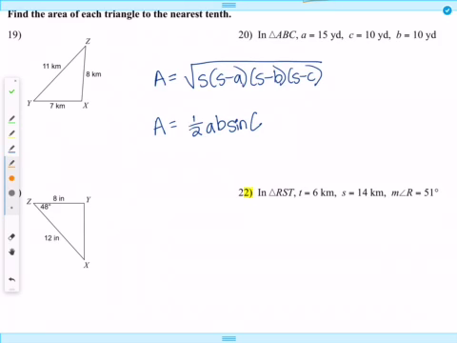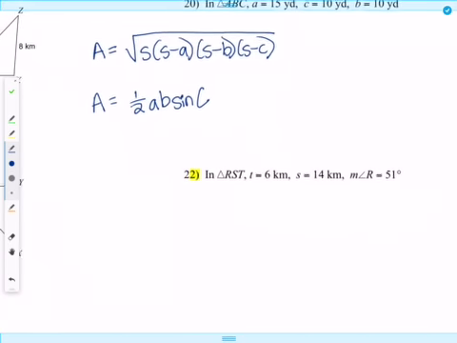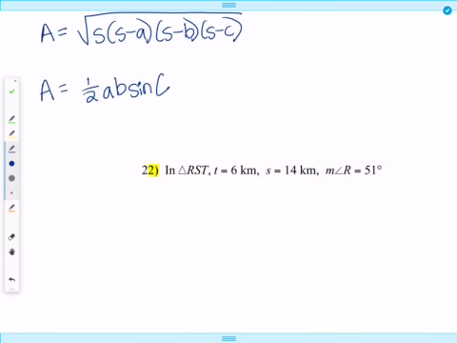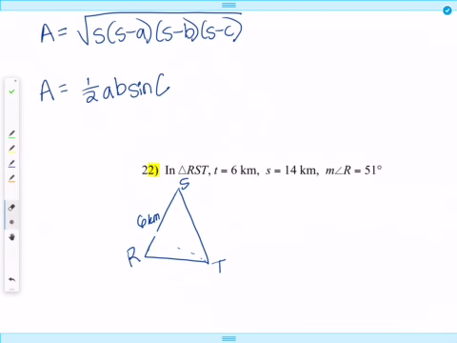The number 22 that we're looking at, let's draw the picture first, and then that'll help us know which of those two formulas to use. So as we draw the picture, label it R, S, and T. T is 6 kilometers. Remember, that's across from angle T. So labeling that on the triangle. And then S is 14 kilometers. So the way I have mine drawn, that would be down here at the bottom, but just needs to be across from angle S. And then angle R is 51 degrees.